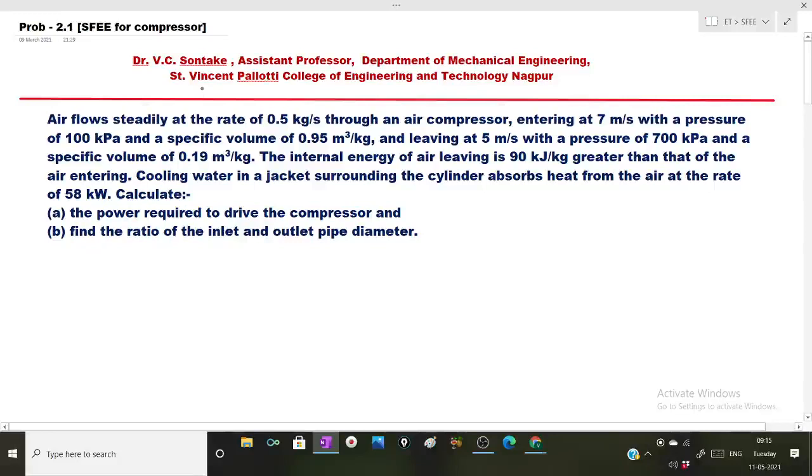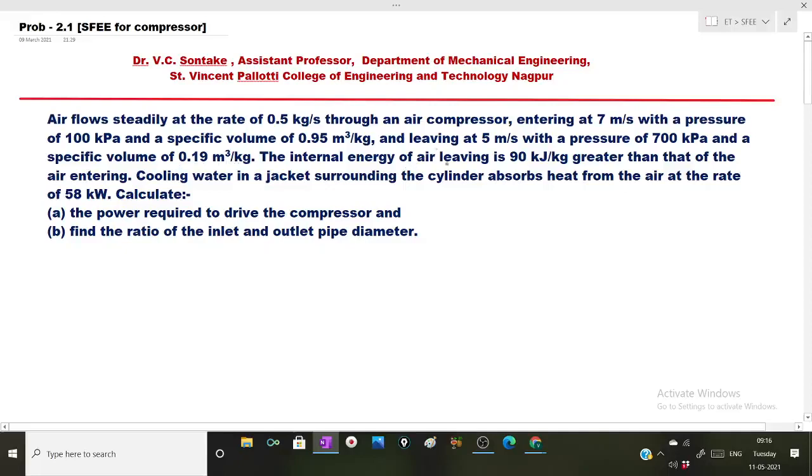So the problem statement goes like this. Air flows steadily at the rate of 0.5 kg per second through an air compressor, entering at 7 meter per second with a pressure of 100 kilopascal and a specific volume of 0.95 meter cube per kg, and leaving at 5 meter per second with a pressure of 700 kilopascal and a specific volume of 0.19 meter cube per kg.